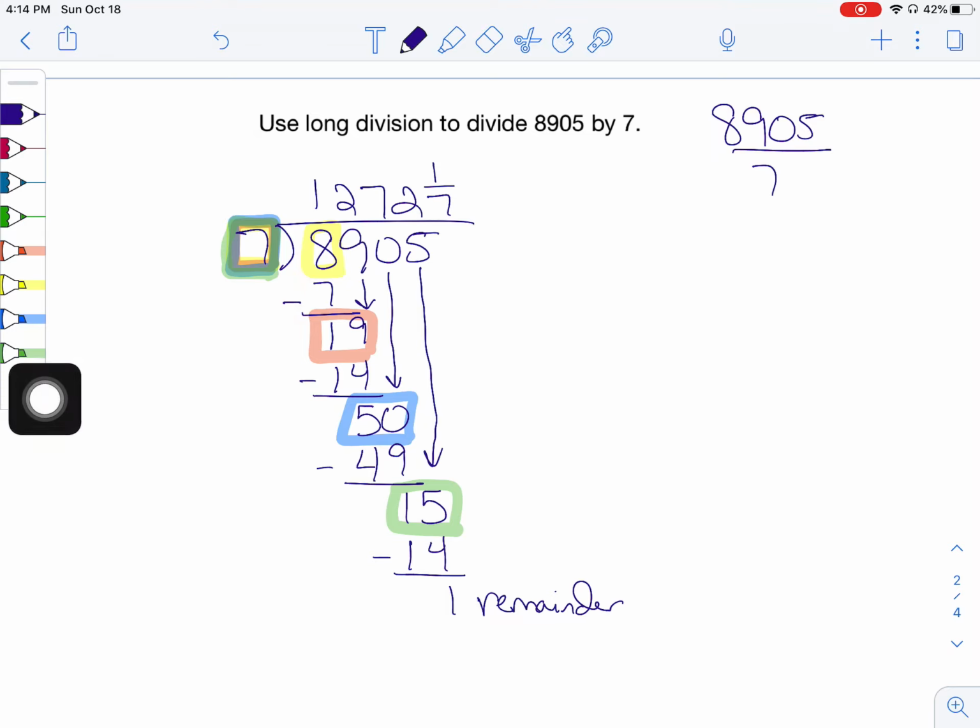Now, why am I using 7? Well, because I was dividing by 7. So your denominator here for this fraction becomes whatever you were dividing by, okay? So if we divide 8,905 by 7, we get the answer 1,272 and 1/7. All right, so that's the numeric example to kind of refresh your brain about how it all works. And now we're going to move on to some polynomial examples.